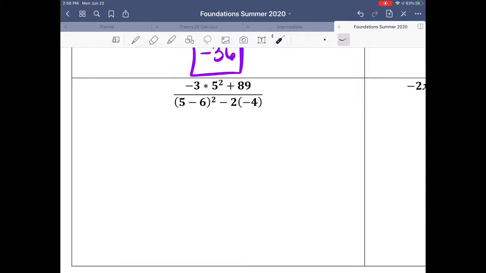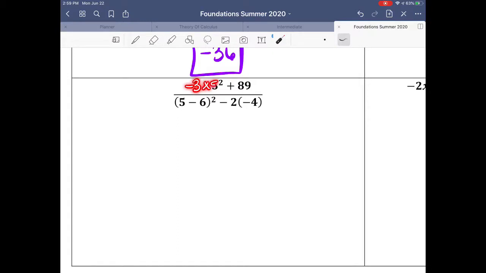I love this one. So what we're going to do here is we're going to simplify the numerator and the denominator, and then we're going to deal with division. All right, in the numerator, I have this exponent here that I need to simplify before I can multiply. So let me talk about that for just a second.